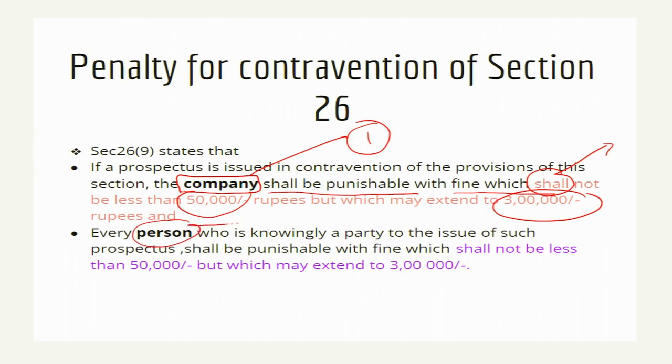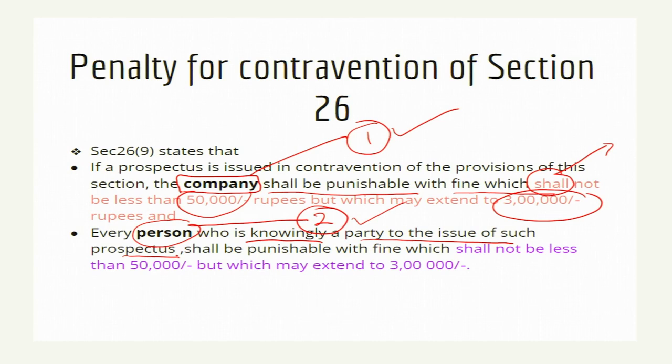The second point is that a second person is also responsible for the same. Every person who acts on behalf of the company, for the purpose of the company, is responsible. First responsibility is on the part of whom? Company. Second responsibility is on the part of whom? A person who is knowingly, knowingly means intentionally, a party to the issue of such prospectus.